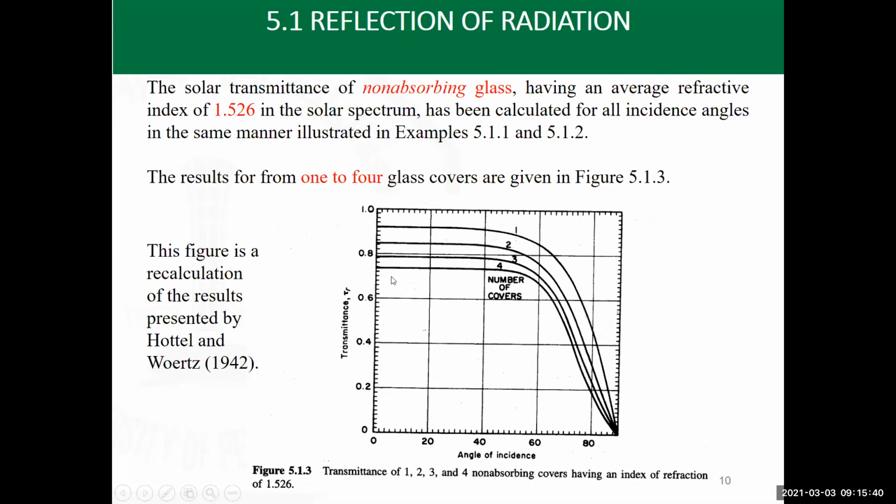This also tells how the transmittance is affected by increasing the number of covers. Definitely, the intensity of radiation which is falling is reduced due to the reflection and partial absorption of the surfaces.